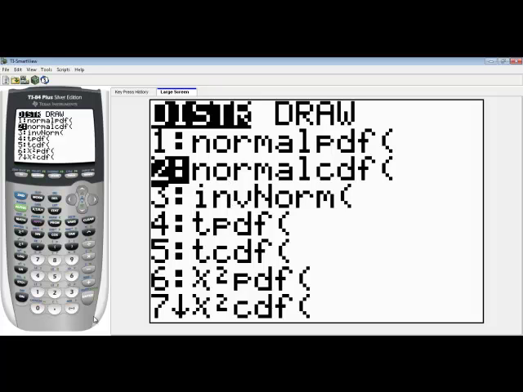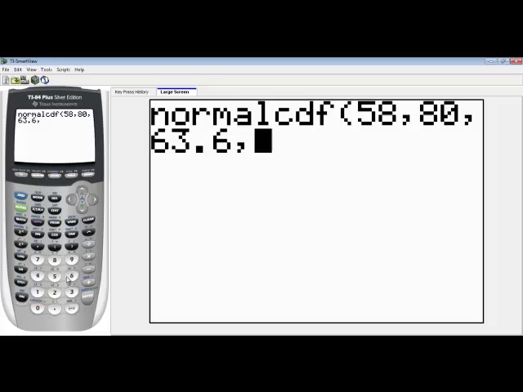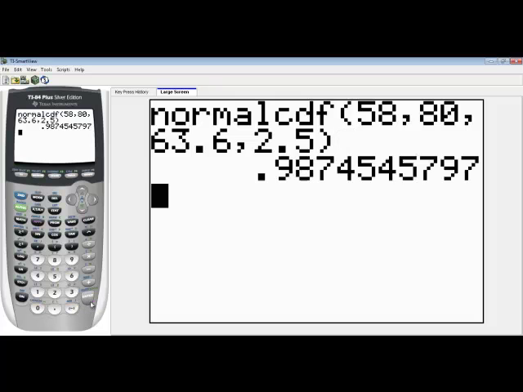So I'm going to pick normal CDF, and then I'm going to type in 58, comma, 80. Those are the two values I want to be between. And then I'm going to type in the mean, 63.6, comma, and the standard deviation, 2.5. Close the parentheses and hit enter. And then round to 3 significant digits because this is a probability, so you'd round to 0.987.